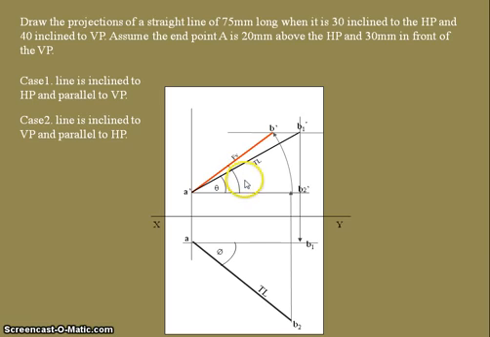The angle made by the final front view is called the apparent angle, that is alpha. Alpha is the apparent angle which is made by the final front view with a horizontal line or with the XY reference line. Remember that.